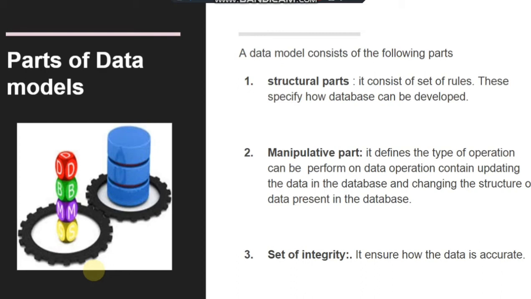Number three, the set of integrity rules. It ensures that the data is accurate. The data model helps us to assure the integrity of data. Integrity means how accurate the data is, whether the data is wrong or right. So it is the responsibility of the integrity part of the data model to assure the accuracy of the data present in the database.